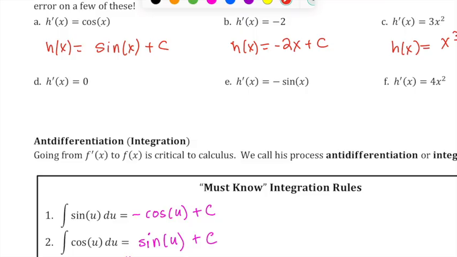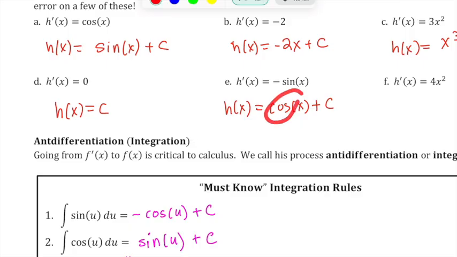So if my derivative is 0, what was my original function? Well, it had to be a constant of some sort. And again, this constant can be anything. It could be pi, e, 4, negative 2. It just represents any constant number. Okay, so what original function gives me a derivative of negative sine? That would be cosine of x, again, plus c, because the derivative of cosine is negative sine.